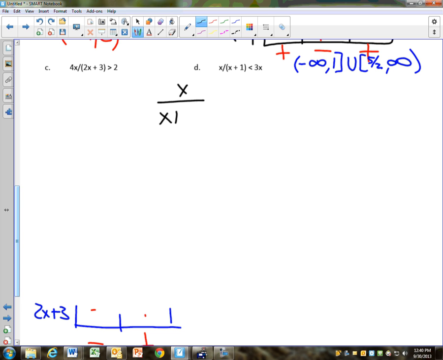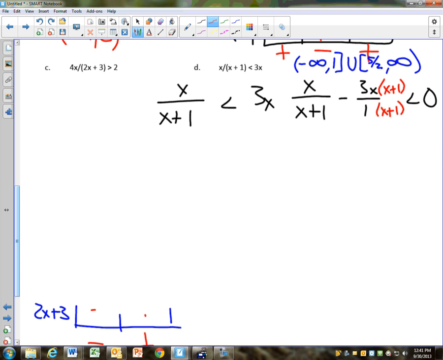x over x plus 1 is less than 3x. What's my first step? Good. So x over x plus 1 minus 3x over 1 is less than 0. What do I have to find? Multiply top and bottom by. You get x minus 3x squared minus 3x all over x plus 1.